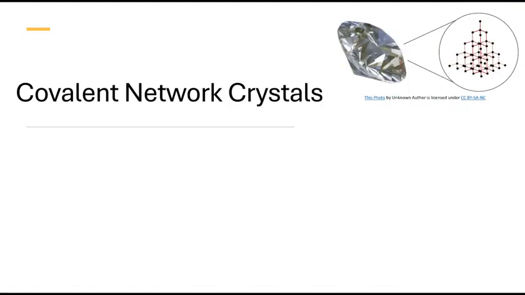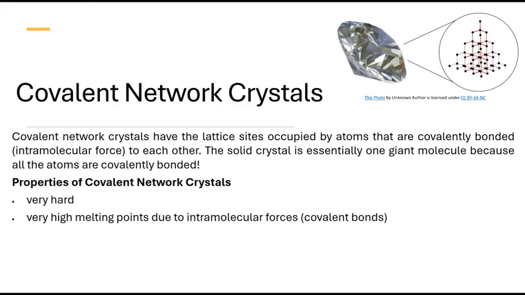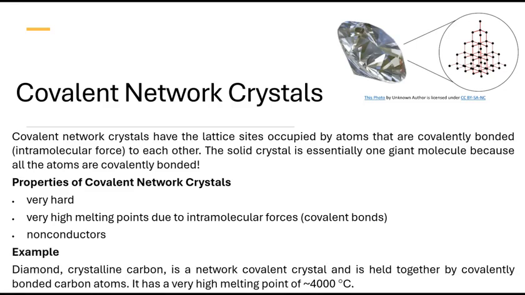Another type of crystal is a covalent network crystal. Covalent network crystals have lattice sites occupied by atoms that are covalently bonded to each other via a strong intramolecular force. The solid crystal is essentially one giant molecule because all of the atoms are covalently bonded to each other. Properties of covalent network crystals: they're very hard, they have very high melting points due to the intramolecular forces, and they're non-conductors. For example, diamond, a crystalline type of carbon, is a network covalent crystal and is held together by covalently bonded carbon atoms. It has a very high melting point of about 4,000 degrees Celsius.